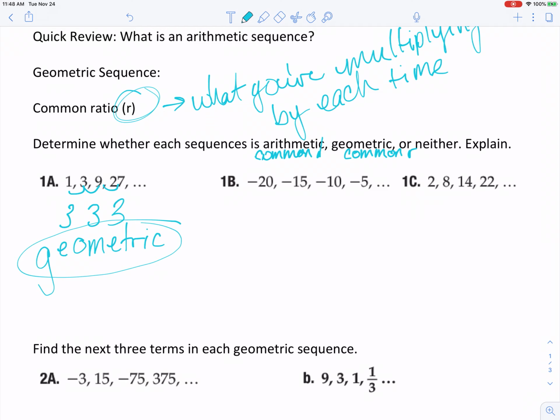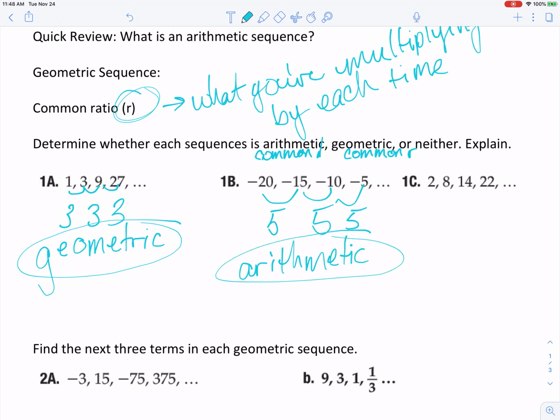So try it again. Negative 15 minus negative 20 is 5. Since you're adding the same amount each time, this one is going to be arithmetic. And here's the key. If it's arithmetic, it's not geometric, okay? It's one or the other, or neither.